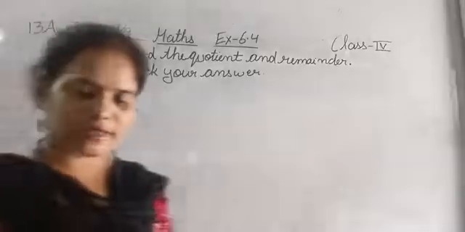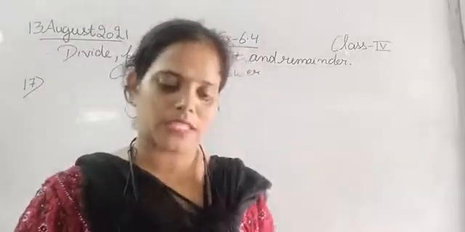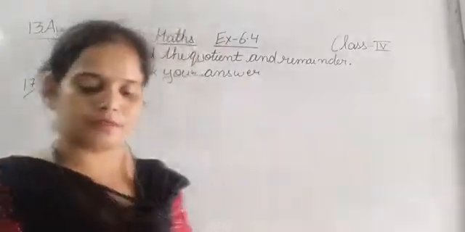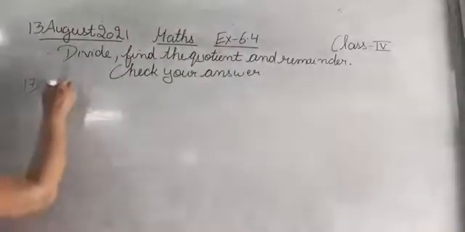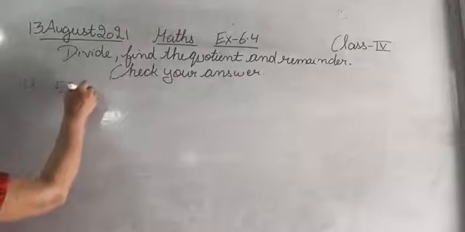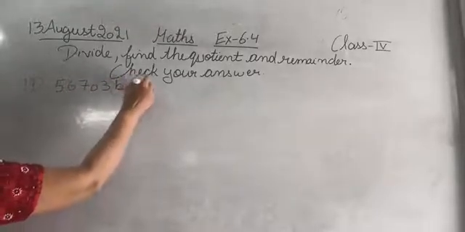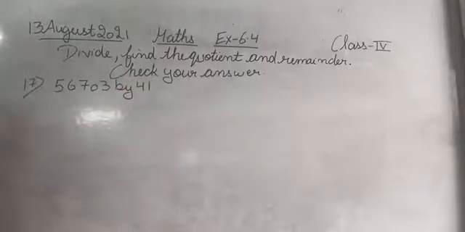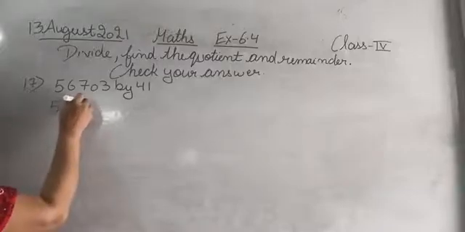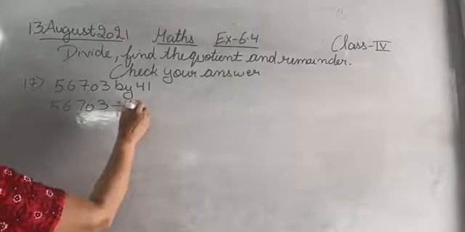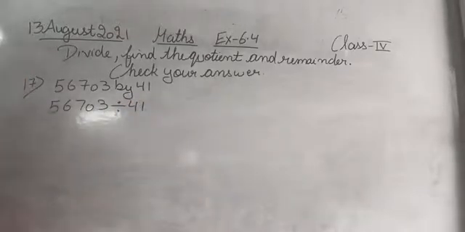So in question number 17 we have to divide 56,703 by 41. Divide this by this. Okay, 56,703 divided by 41. So let's divide it.